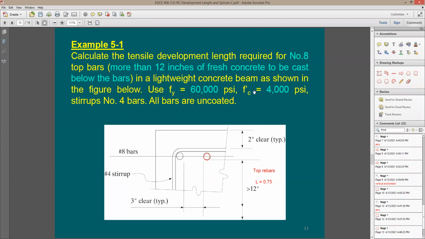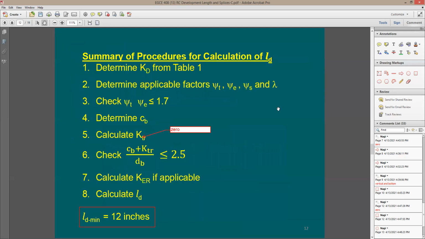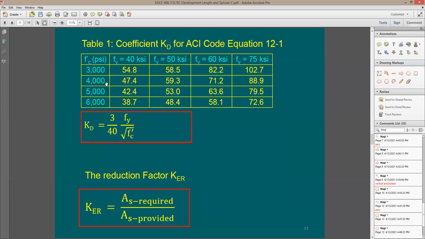F sub y is 60,000, f prime c 4,000. The tie is going to be number 4, uncoated. What does it mean by uncoated? Psi, which psi? Psi sub E equals 1.0. So okay, let me solve the problem and see how much is the development length. This K sub D is going to be 71.2. This is going to be the product that I was just talking about. Look at this: 60 and 4,000 is going to be 71.2. Or you can just use the equation. Okay, good.